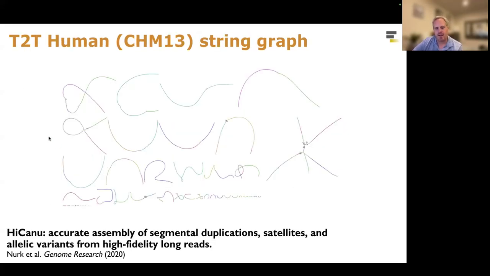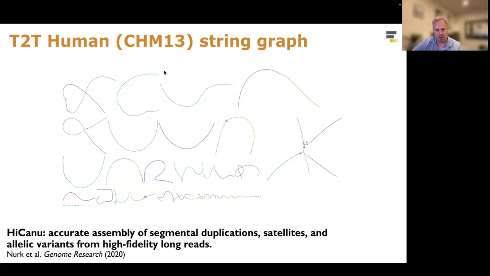In the case of that telomere to telomere human genome, the T2T human genome, it was an assembly of what's called a complete hydatidiform mole. That's CHM, and the specific cell line is CHM13. This is the string graph. This is the assembly graph that came out. It's relatively simple.